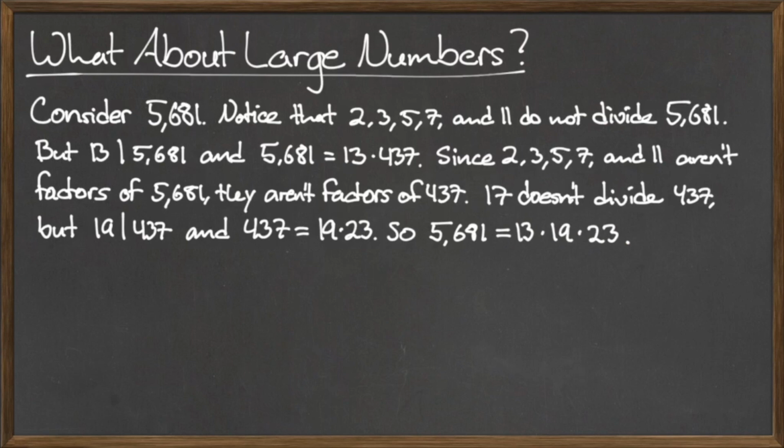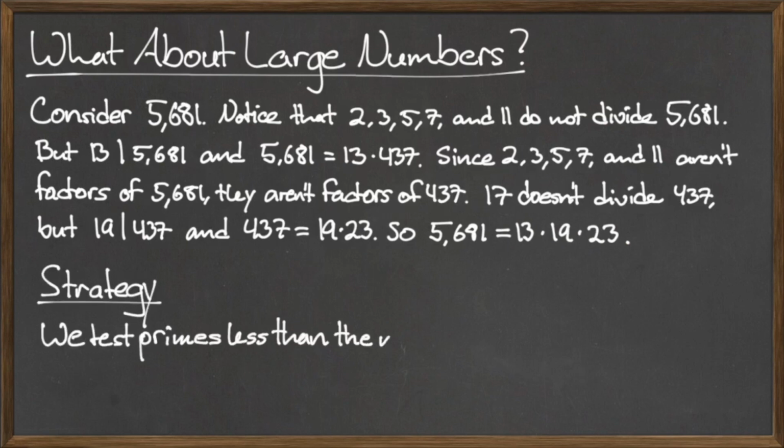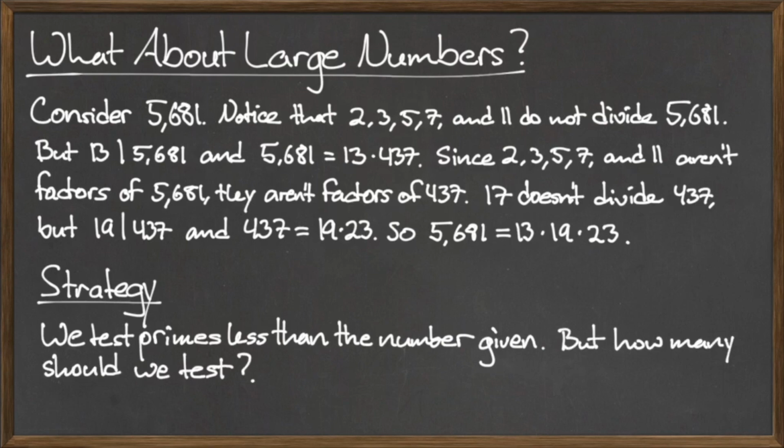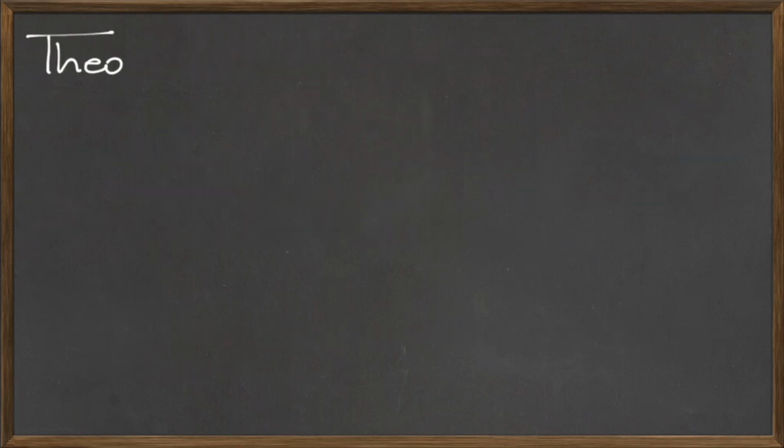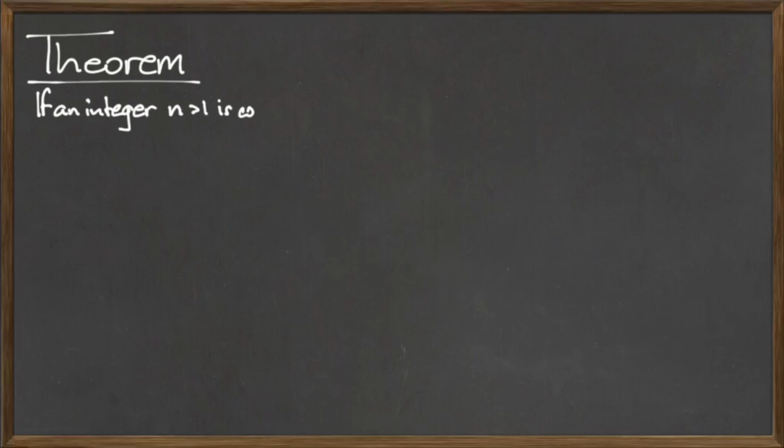The general strategy for computing the prime factorization of an integer is to use division to test if the prime numbers less than the given integer evenly divide it. However, for very large numbers, there may be a great many primes less than that number. So, how do we know how many primes we should test, or where is the best place to start testing? To answer these questions, consider the following theorem.